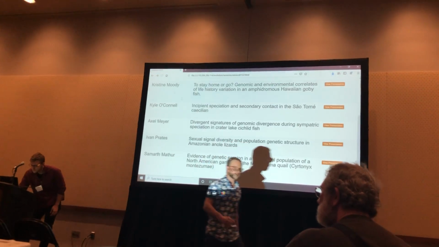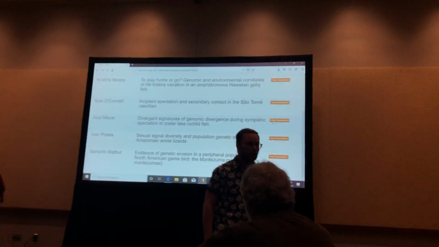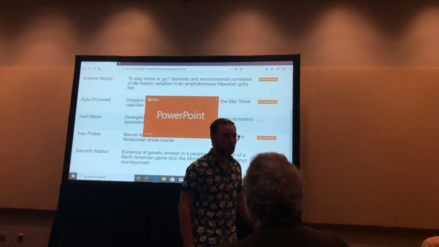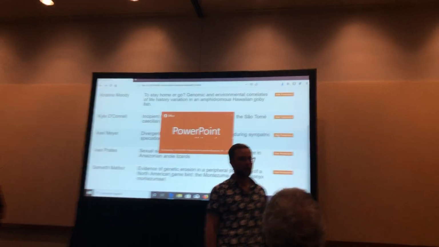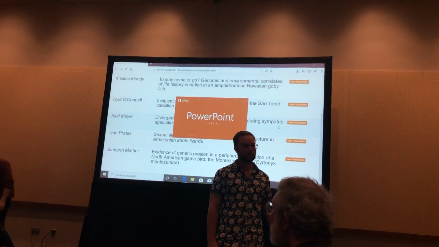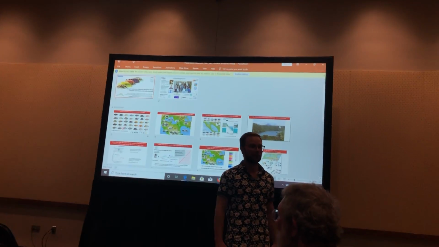What else? Yeah, right here. So can there be expansion before secondary contact? So instead of just geology, it can just be population expansion. Parental expansion before secondary contact. Okay. Yeah, I don't know. I haven't tested for size change.